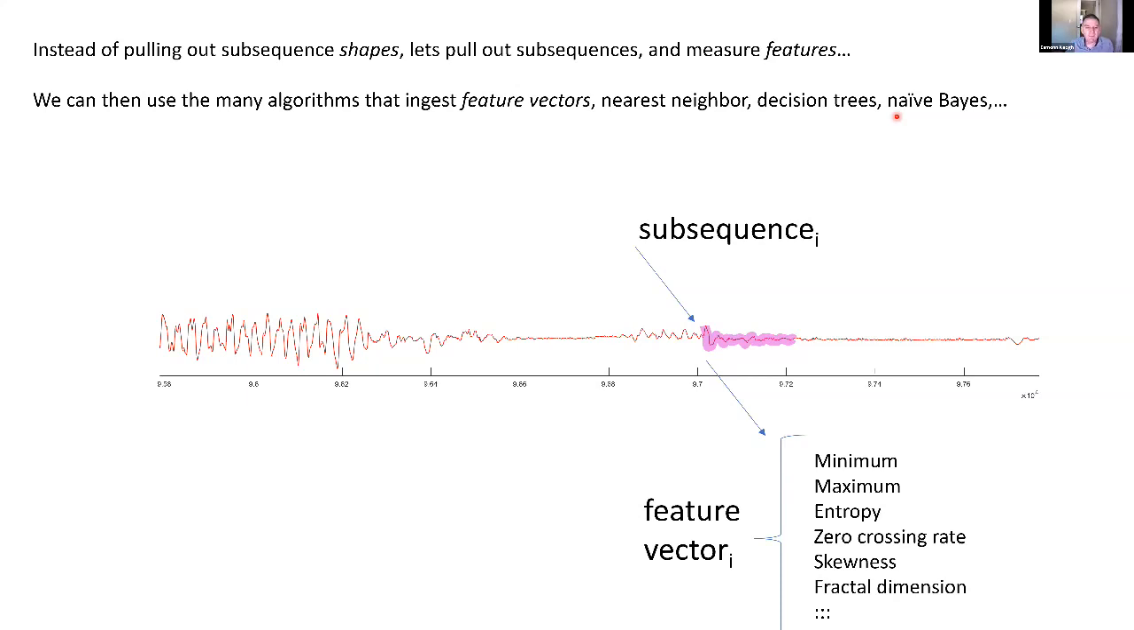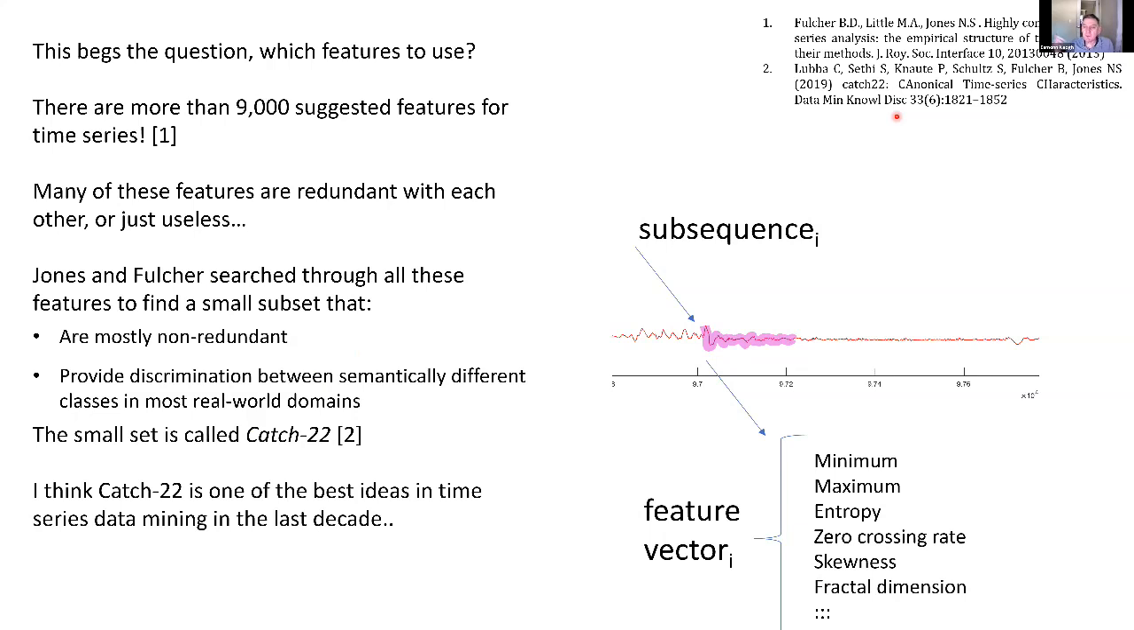However, there's one thing I left unspecified, which is which features should we use? Why are minimum and maximum good? Maybe they're not. It turns out there are many features we could use. In fact, people have documented up to 9,000 different features, a very scary number. Of those 9,000, many are probably useless in general, and most will be useless for your particular problem anyway. Furthermore, many will be redundant. You're basically measuring things twice. So what are the best features to use?